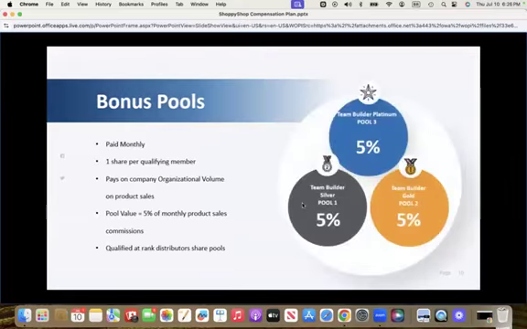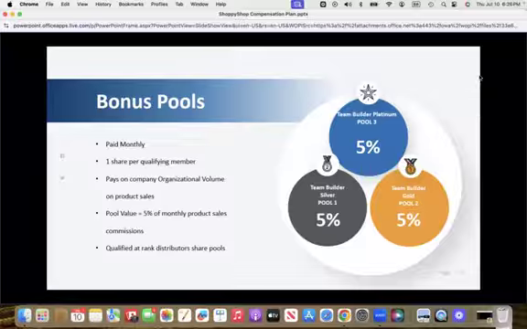So let's say that in month one, we have 10 people qualify for the silver bonus pool. What ends up happening is that each person that qualifies gets one share. And what the company does is take that share against the organizational volume of the whole company and pays. So they take 5% of the entire organizational volume of the company and divide that by, in this case, 10 shares because 10 people qualified. So I hope that's simple enough.